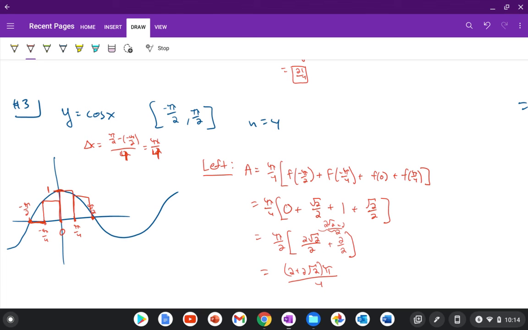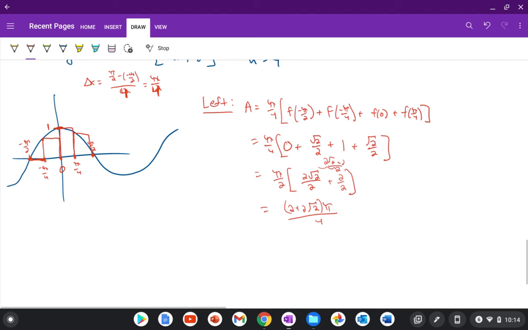And I suppose there's probably a way you could simplify that more, but that's okay for now. I guess you could pull the 2 out maybe. We get 1 plus radical 2 times pi over 4. And simplified, that would be 1 plus radical 2 times pi over 2. It's probably the simplest way, or pi plus pi radical 2 over 2.